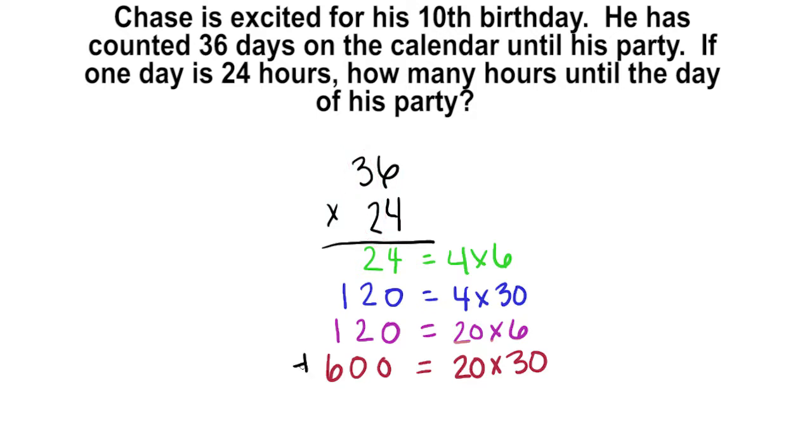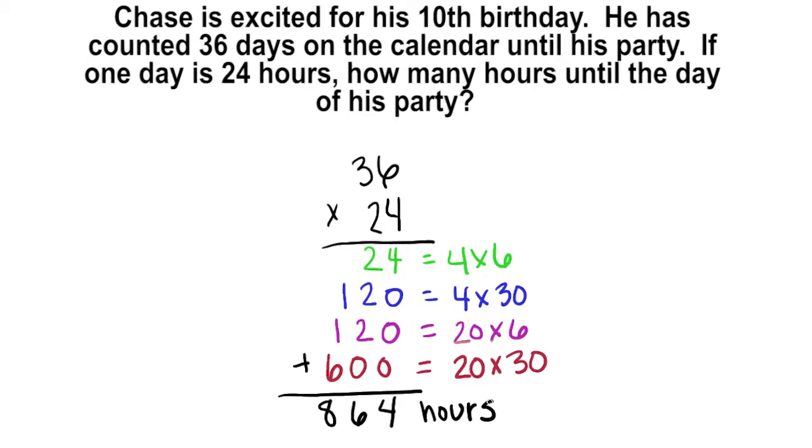Now that we have all the partial products, we can add to get their sum for our final answer. So 24 plus 120 plus 120 plus 600 equals 864. Chase has 864 hours until his birthday party.